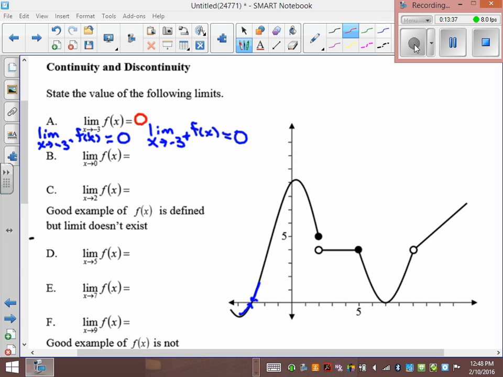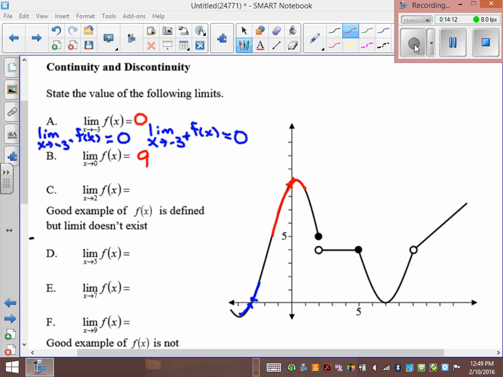The only time it's not is if, from the left, it approaches like 0 and then there's a break, and from the right it approaches 3, and there would be no limit, which will happen in a second. So what about at 0? At 0, from the left it's approaching what? Looks like 9. From the right, what's it approaching? 9. So I can say that the limit as x approaches 0 is 9.